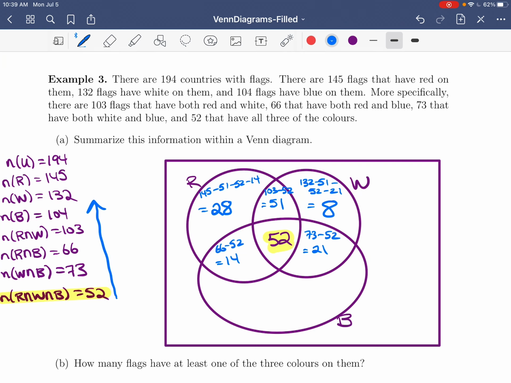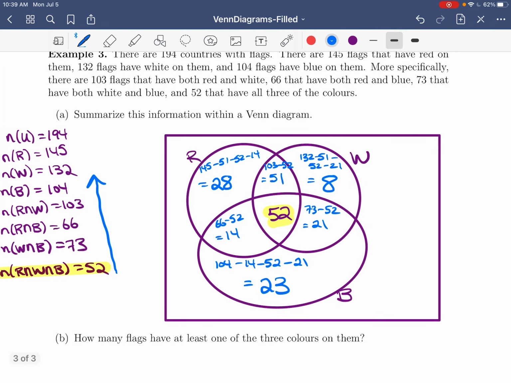And then there's 104 with blue. 14 of those have red on them and not white. 52 have both red and white. And 21 have white but not red, which leaves 23 that have blue on them but not red or white. Okay, which is that space there.